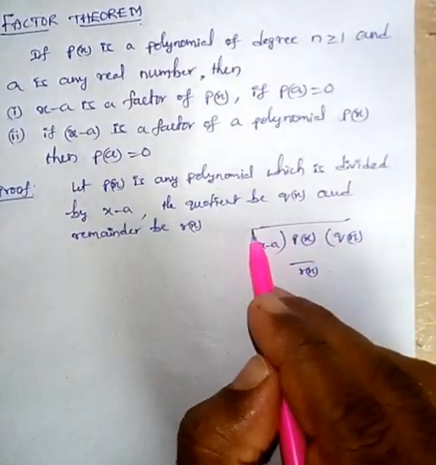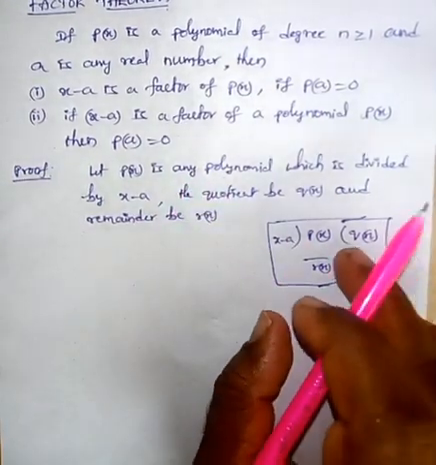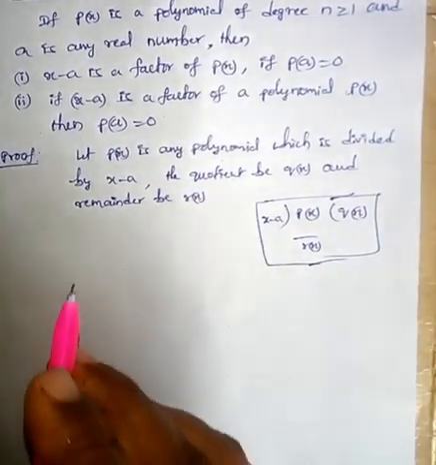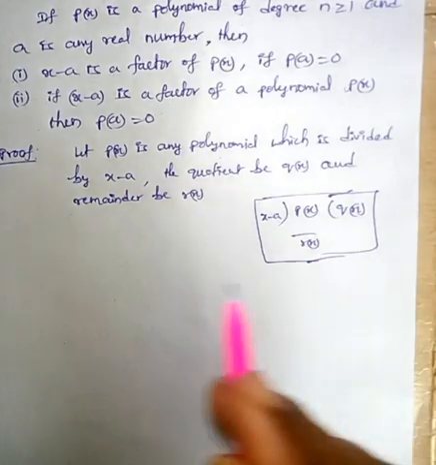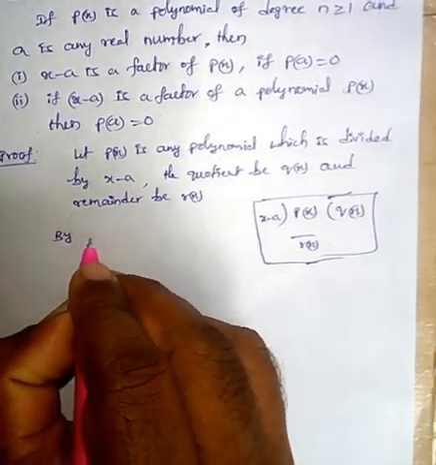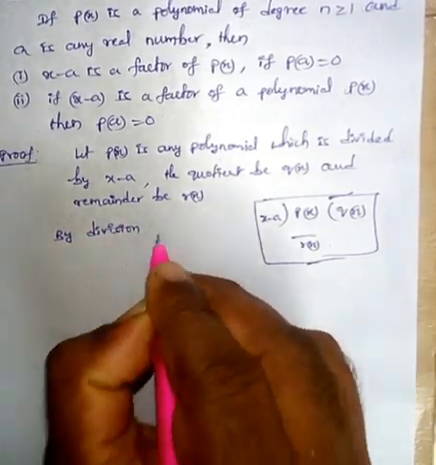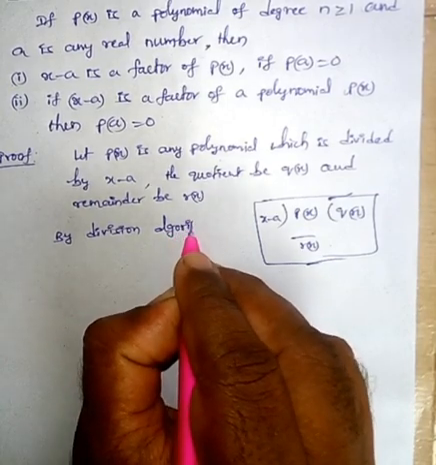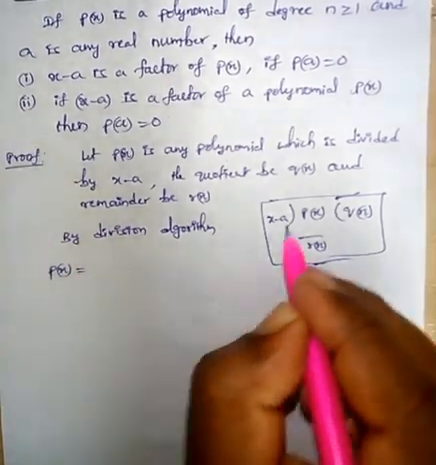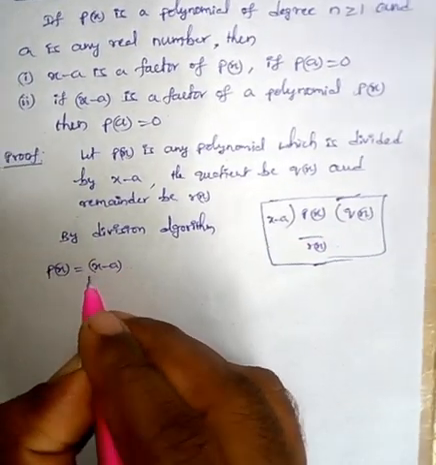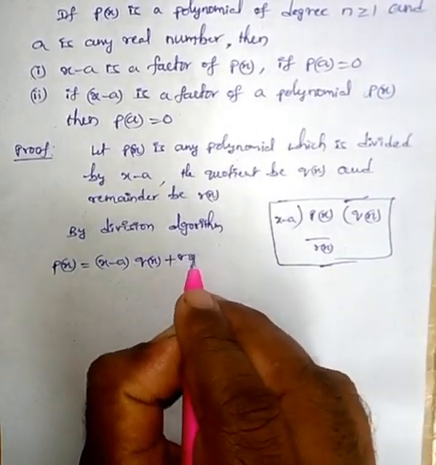Okay, I wrote the statement that represents this figure. So by using the division algorithm, we can represent this data as: dividend equals divisor into quotient plus remainder, that is, p(x) equals (x minus a) into q(x) plus r(x).